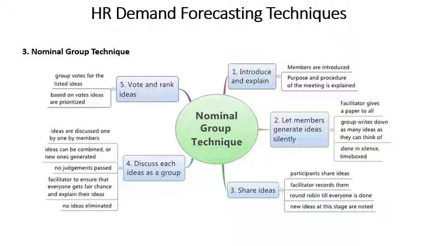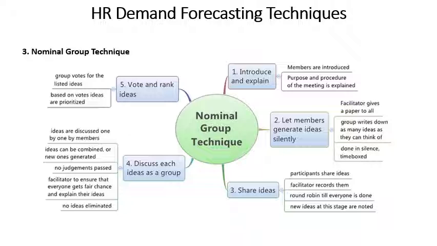Then sharing of ideas. Here the facilitator will record the estimations and the responses generated by each expert. He will note down one by one. Here a chance will be given to each and every expert. So round robin will be done till everyone is done. Round robin means one by one each will give their responses to the facilitator, and the facilitator will record the estimations given by each expert.